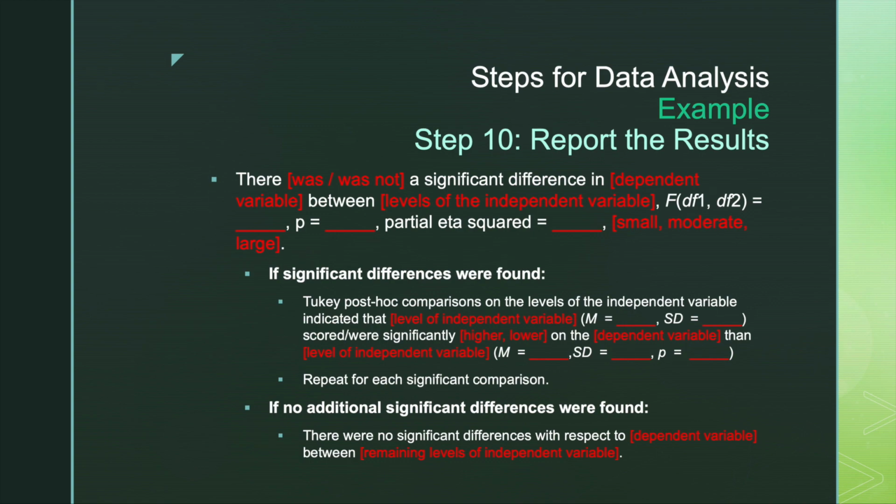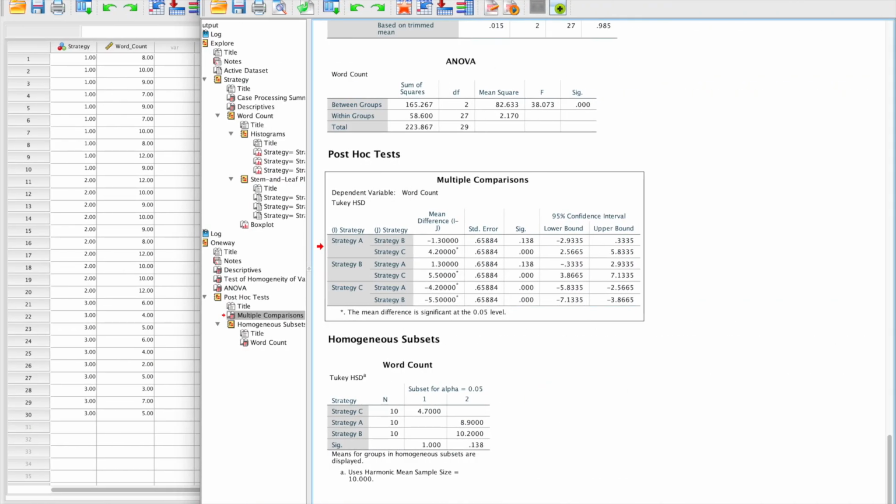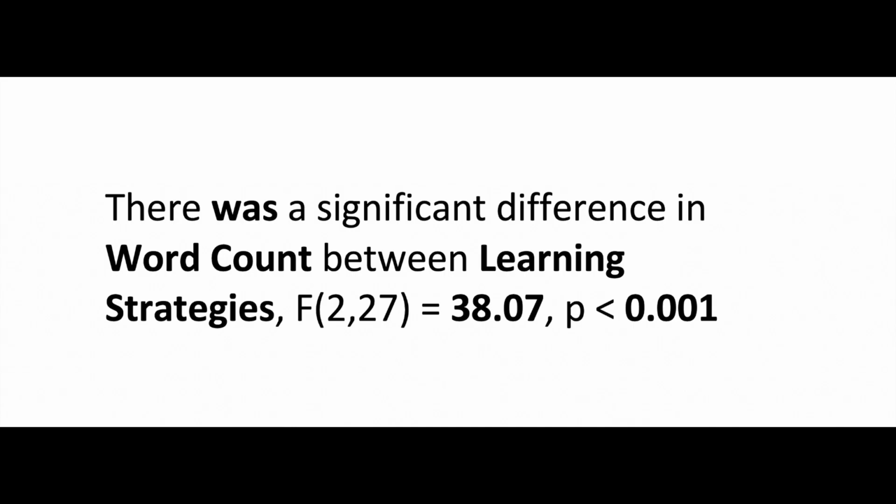So I would start off based on this ANOVA, where it has a significance level of 0.000 and all of this stuff. I would say there was a significant difference in word count between learning strategies, F(2, 27) = 38.07, p < 0.001.